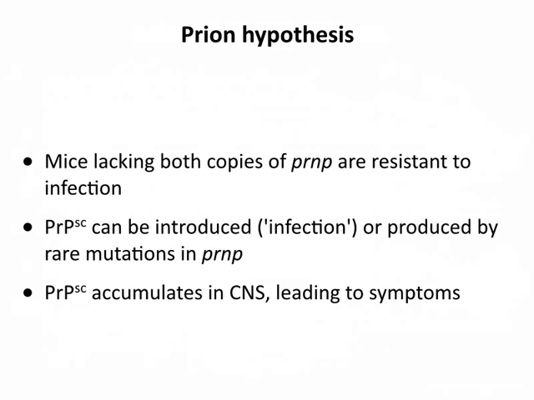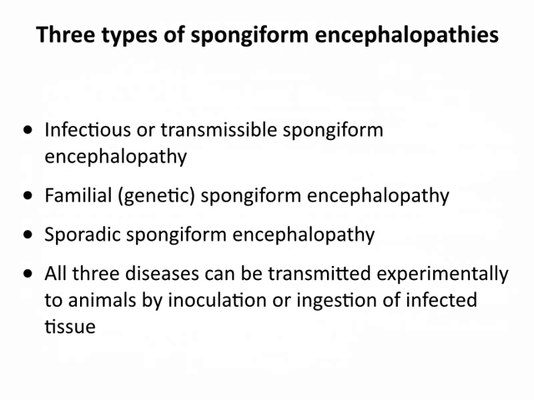We don't actually understand how the protein does that, but this is what we know: the protein's presence causes the symptoms of TSEs. So there are three types of TSEs, spongiform encephalopathies, I should say, because they're technically not all transmissible. There's the infectious or transmissible form, which you can acquire through contaminated material or by eating contaminated animals. There's the familial form, or genetic.